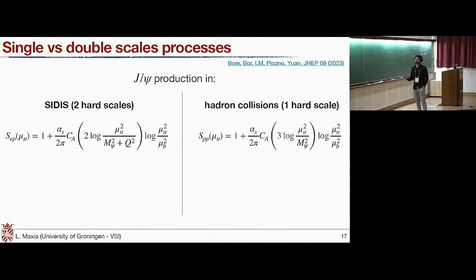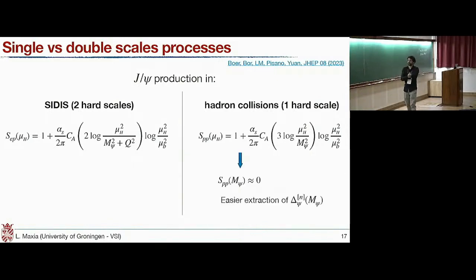So the idea is the following. Suppose, for example, J/psi production; you can think about two cases. One case when you have two scales, like SIDIS as I discussed now, and a case when you have a single scale, like hadron collision, but it can also be other cases like photoproduction. I took this as an example, but I mean only cases where you have a single scale.